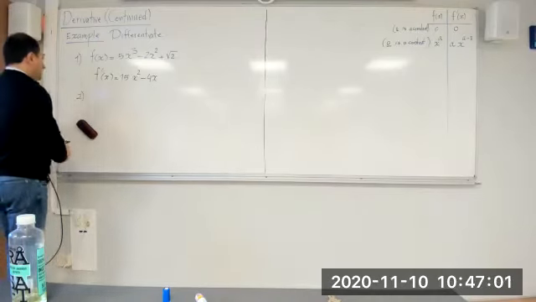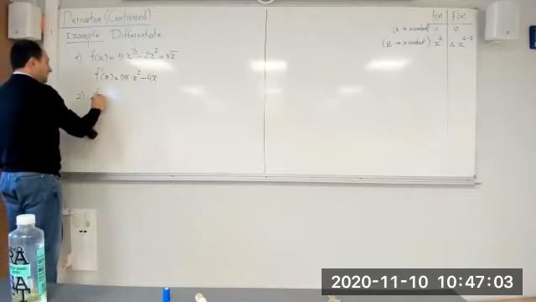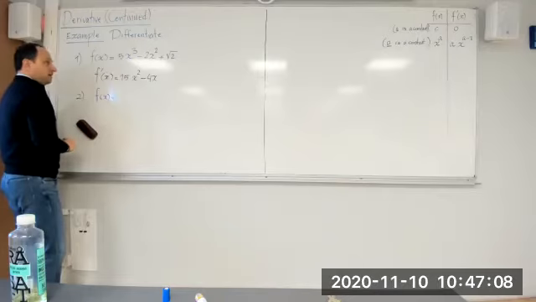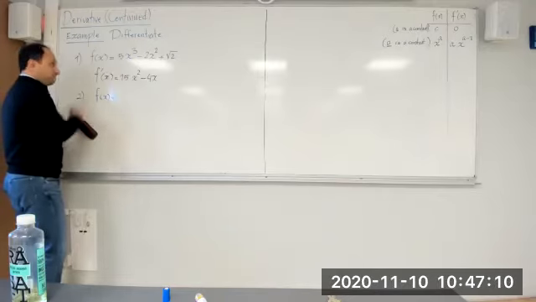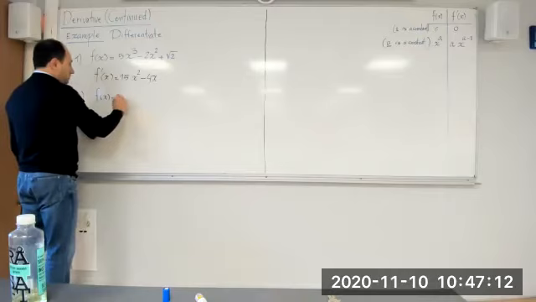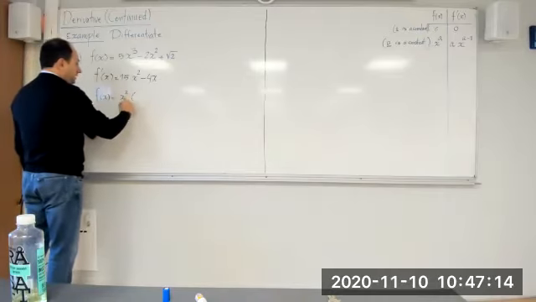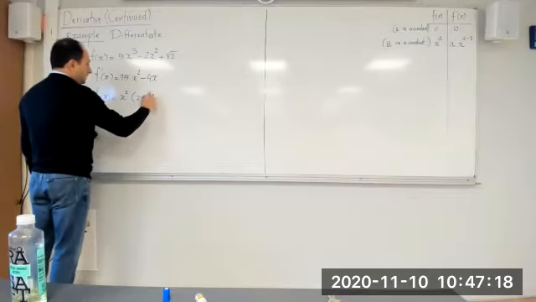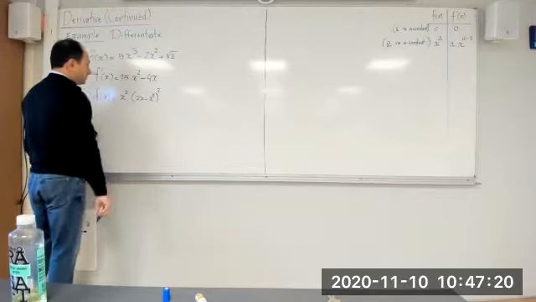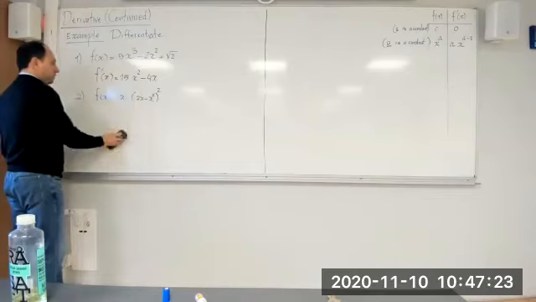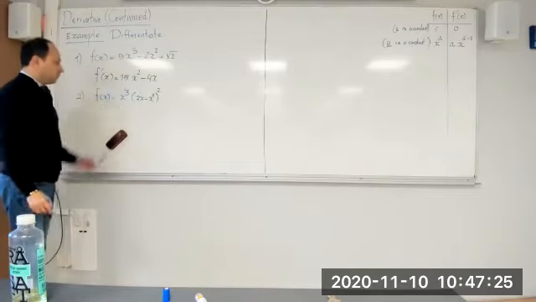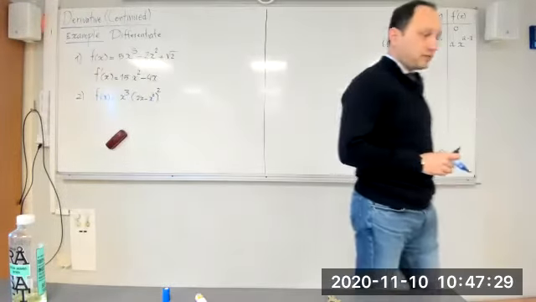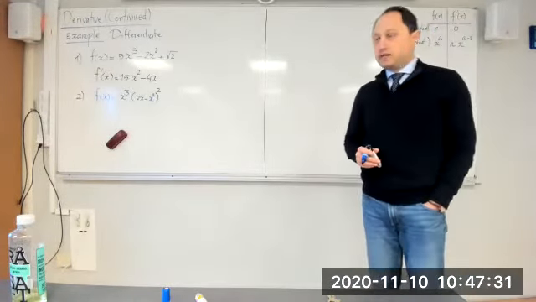So what happens, for example, for this function? f(x) is x^3 times (2x minus x^2)^2. So let me make this one 3, okay? We want to calculate the derivative of this function. So do you have any suggestions how to do that?